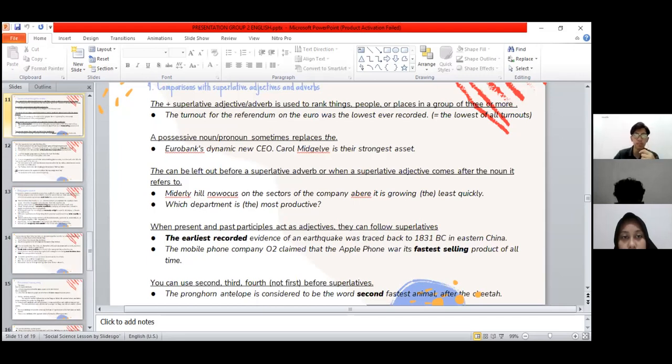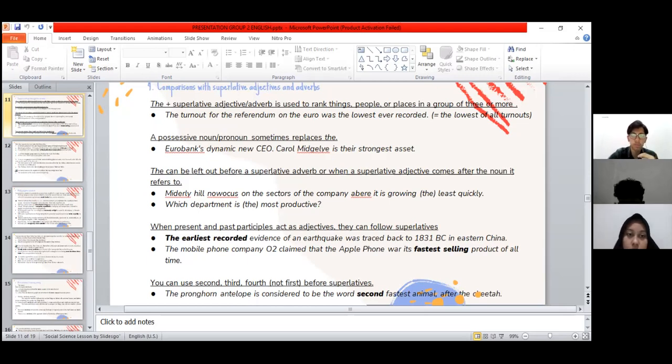Number 4 is comparison with superlative adjectives and adverbs. The plus a superlative adjective or adverb is used to rank things, people, or places in a group of three or more. Example: the turnout for the referendum on the euro was the lowest ever recorded. The point is that it was the lowest of all turnouts. A possessive noun or pronoun sometimes replaces the. Example: Eurobank's dynamic new CEO, Carol Midgell, is their strongest asset.